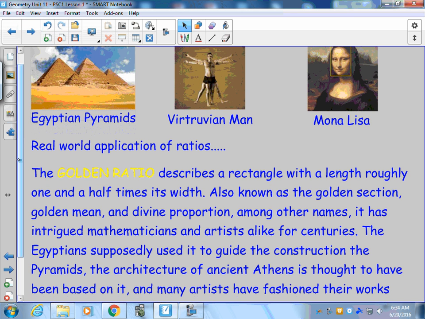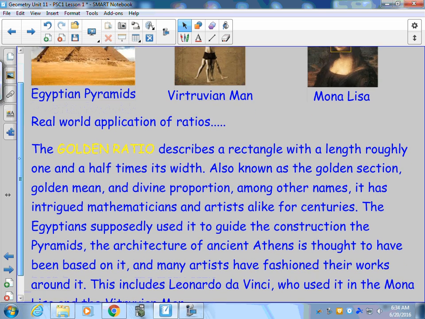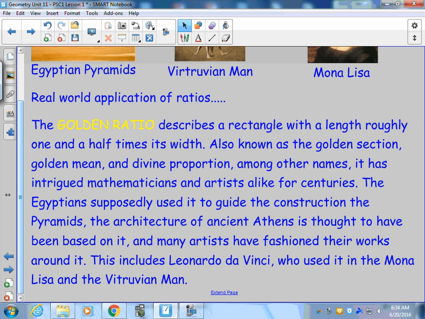When we look at proportional figures, we're looking at the Egyptian pyramids built proportionally, Vitruvian Man, Mona Lisa, all dealing with the golden ratio, where we've got a rectangle with a length roughly 1.5 times its width, and that shape is a shape that we see a lot of in construction because it is the most pleasing shape to the human eye.